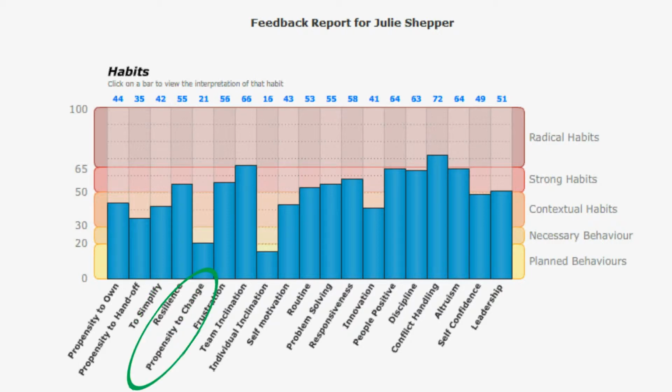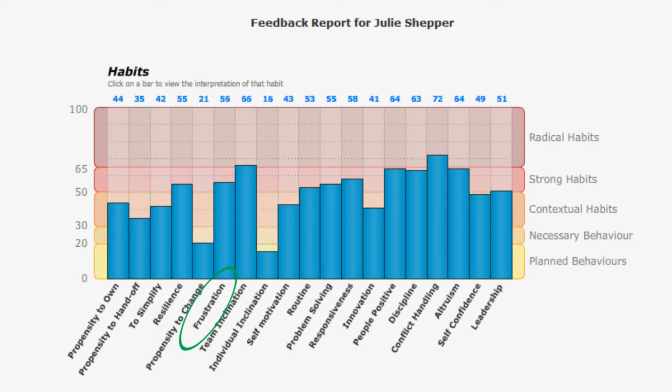Propensity to change maps how people behave in the face of change or in certain situations, and whether they thrive or resist those changes. Julie's result shows that she will have to apply energy and planning to affect change or adapt to change, as it is not an automatic behavior.